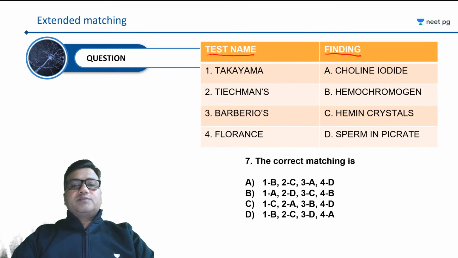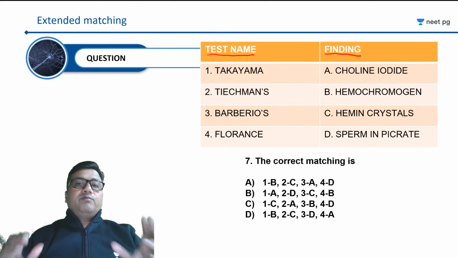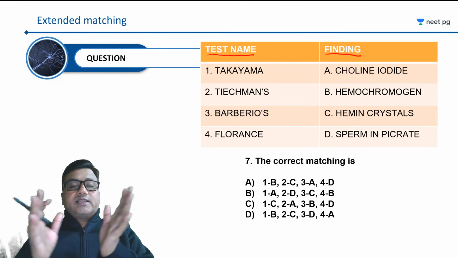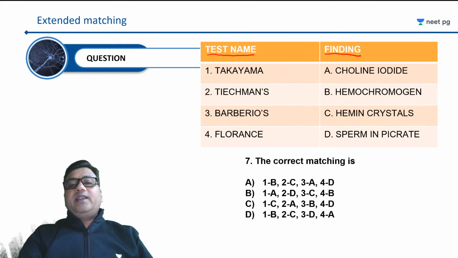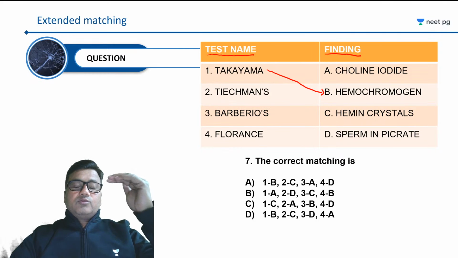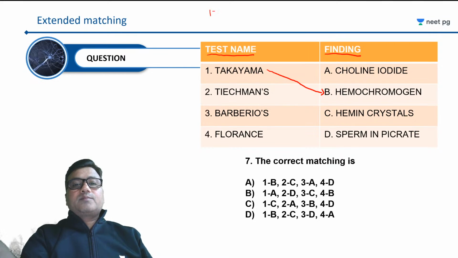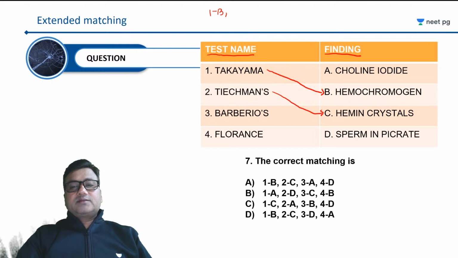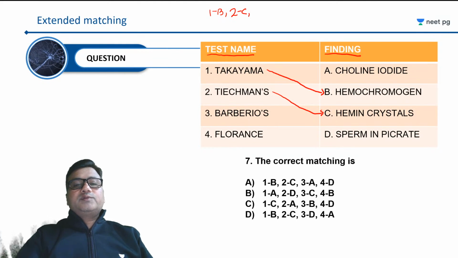The tests are Takayama test, Teichmann's test, Barberio's test, and Florence test. Two of these tests are done for detection of blood, and two of them are done for detection of semen. All these tests are microscopic tests. You conduct the test on a slide and then you watch that slide microscopically. In Takayama test, we end up forming crystals which are called hemochromogen crystals. So Takayama matches with hemochromogen, that is 1 matches with B. Then Teichmann's test ends up generating hemin crystals. So 2 matches with C.